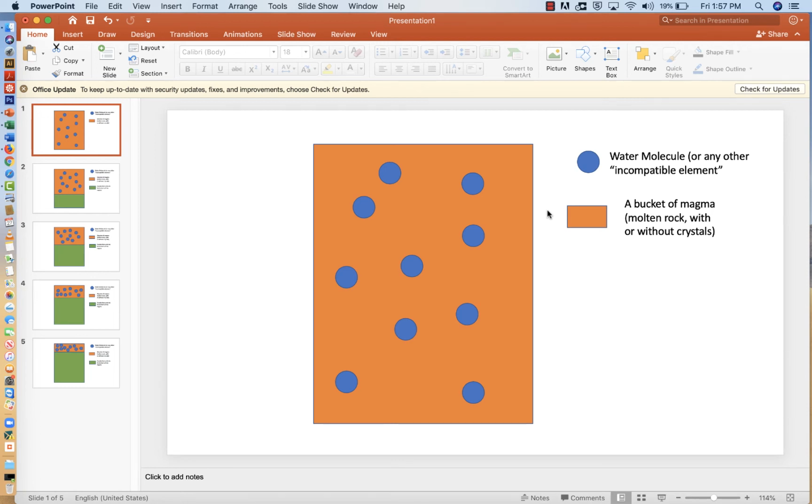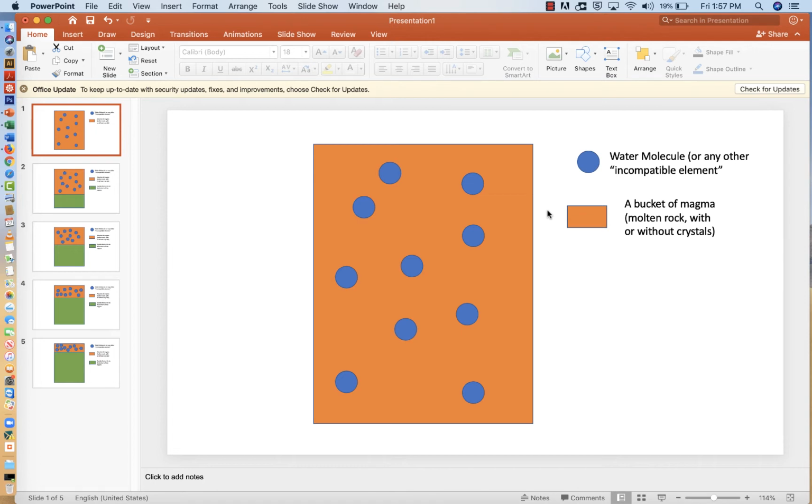Hey everybody, I wanted to give an illustration of what's happening during crystallization. We've been looking at phase diagrams, and during cooling, first one kind of mineral will form and then another kind of mineral will form. And we see this in Bowen's discontinuous and continuous reaction series. So why does this happen?